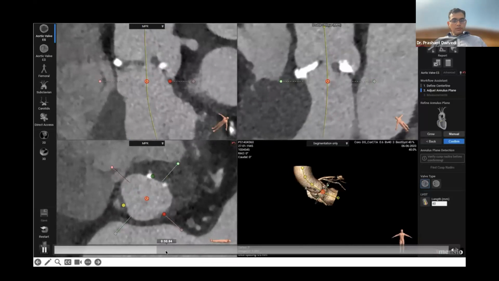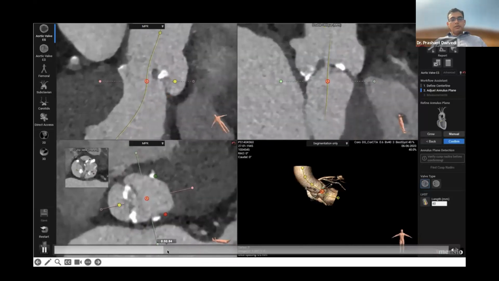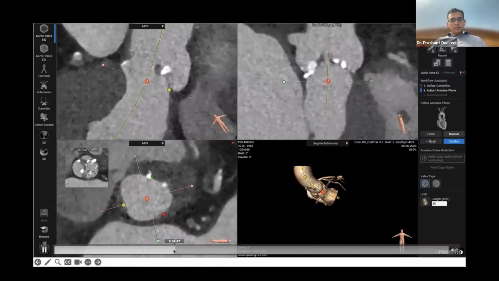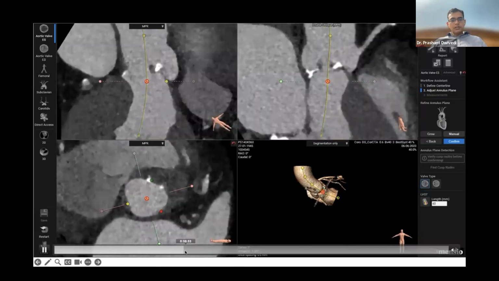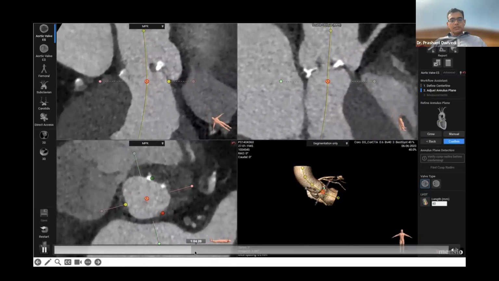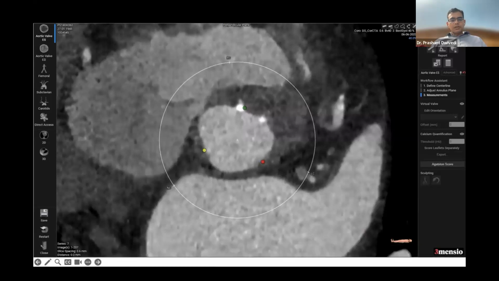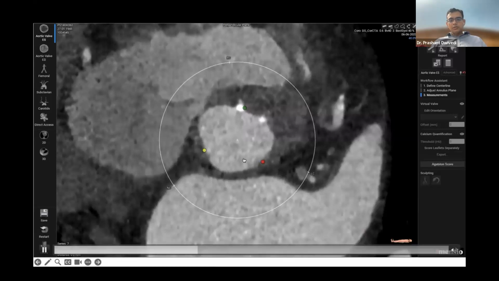Then we make a little more adjustment, and we join all the 3 cusps, and that gives us an idea of what exactly my annulus is. So after confirming the 3 nadir points of all the 3 cusps, we join all the 3 dots, and once we join them, it will give us an idea of what exactly the annulus is.